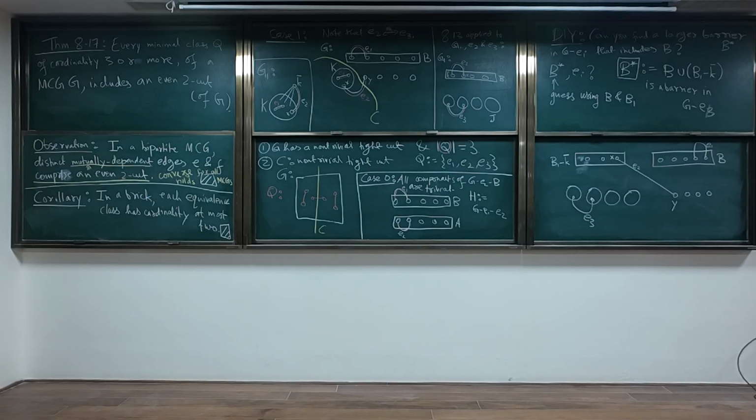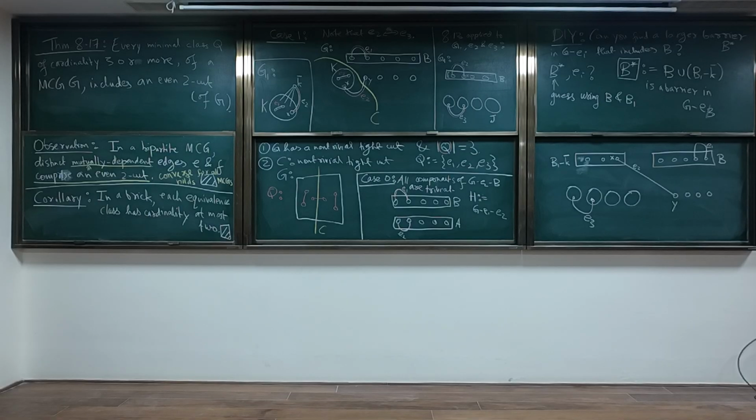Okay. So you can choose the barrier in either G minus E2 or G minus E3 containing E1 of the largest size. Right, there is some set of barriers containing E1 in G minus E2, and there is some set of barriers containing E1 in G minus E3. You can choose the largest among them. Yeah, exactly.